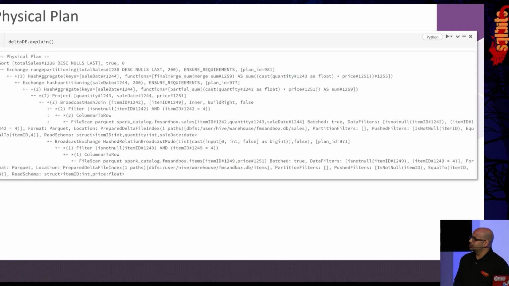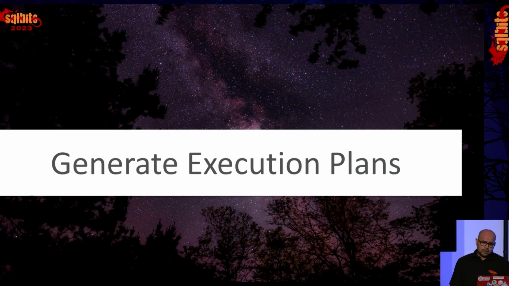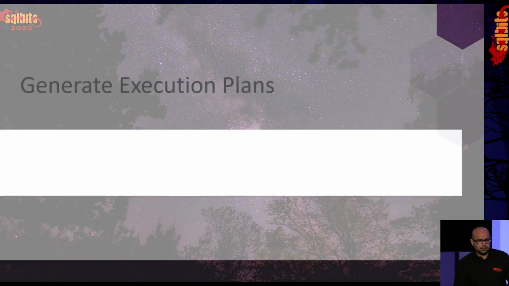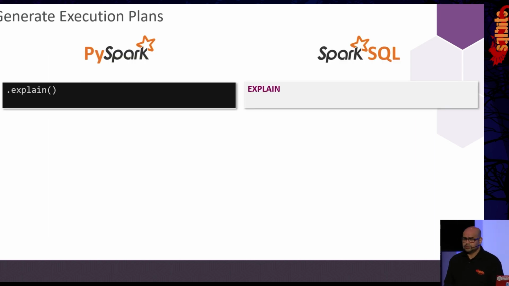Your physical plan looks something like that, and we'll drill into these in a sec. To generate your execution plans, there are a couple of ways of doing it. You can use either Spark SQL or Python, and both use the explain function. You either have a data frame and you call .explain, or you do EXPLAIN followed by a SQL query. Both will give you the physical plan.